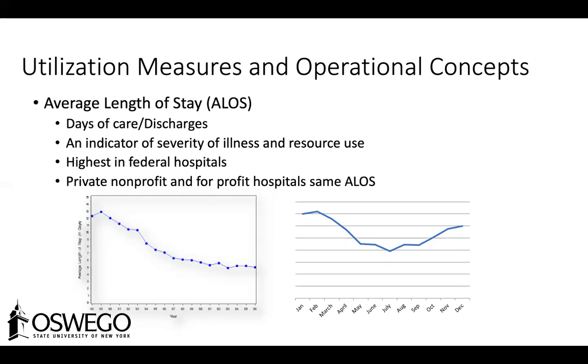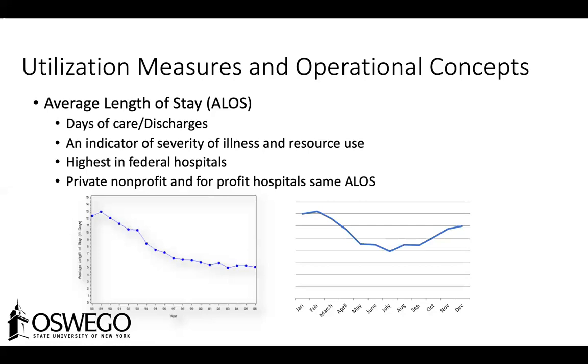Again, we know that the biggest contributor to length of stay is severity of illness, but it's also our ability to operationally do what needs to be done. This is why we see that our length of stay is generally higher in federal hospitals. We know the VA has had a lot of issues in the past. They've gotten a lot of negative press about their length of stay. Again, this basically boils down to operationally how things are being run in the institution. Private, nonprofit, and for-profit hospitals generally have the same length of stay.